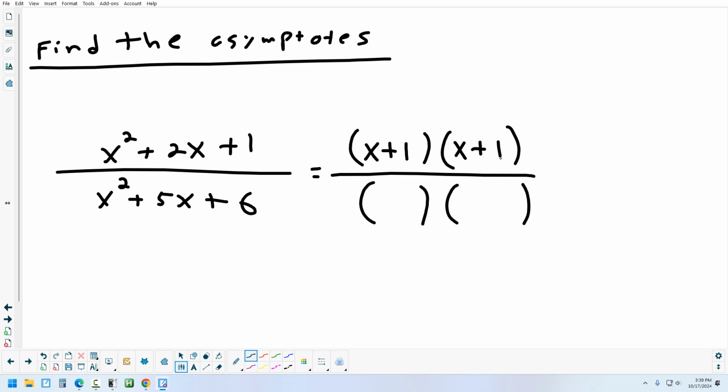We need 2 numbers that multiply to give me 6 and add to 5. Oh, x plus 2, x plus 3. Yep, x plus 2, x plus 3.